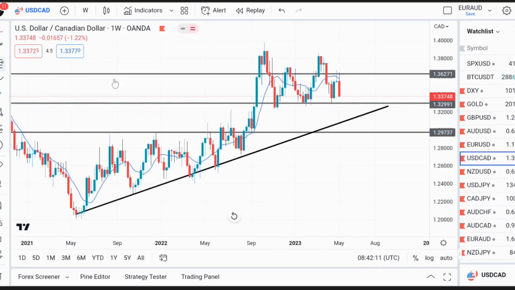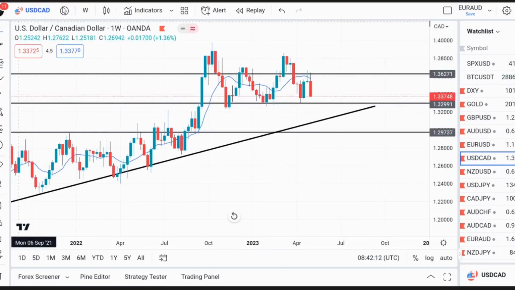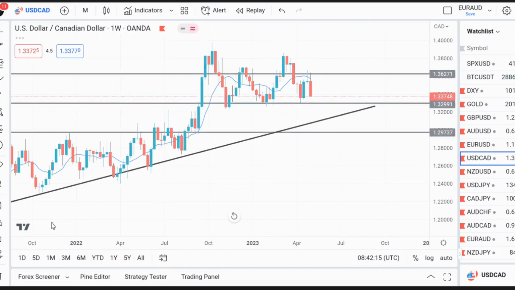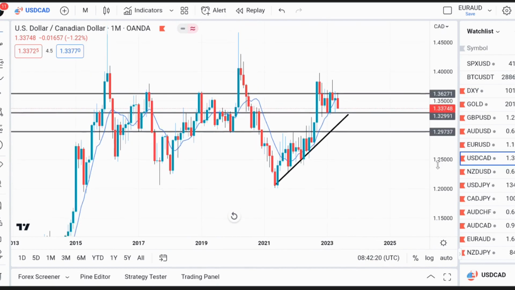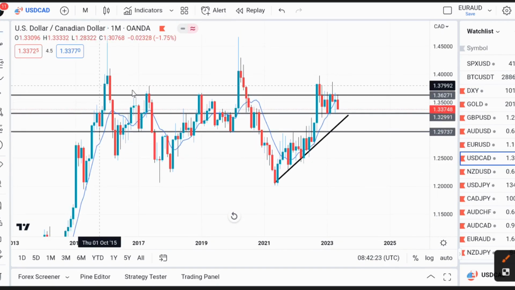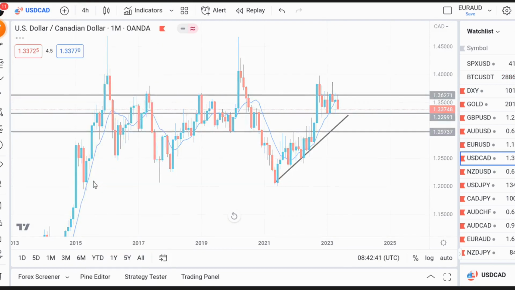The next one I want to check is USD/CAD. If you check this USD/CAD in the monthly time frame, you can see that this zone is a very strong level for the US dollar, Canadian dollar in the monthly time frame. As you can see, the next support level is at 1.32991. So let's use the 4-hour time frame to calculate the entry to the downside.